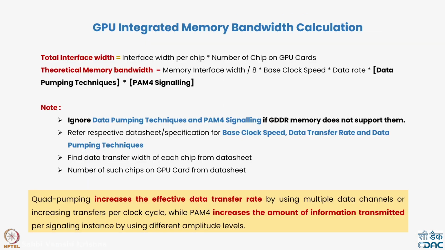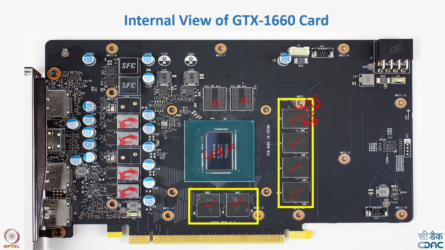Let us do the calculation of memory bandwidth. What parameters are actually required here? The first one is the total interface width. Each chip has a fixed number of data bus lines, and that is the interface width. It should be multiplied by the number of chips on the card. Suppose this has a 16 bit bus interface, but in total, if you multiply it by the number of chips, which is 6, you will get the total bus width.